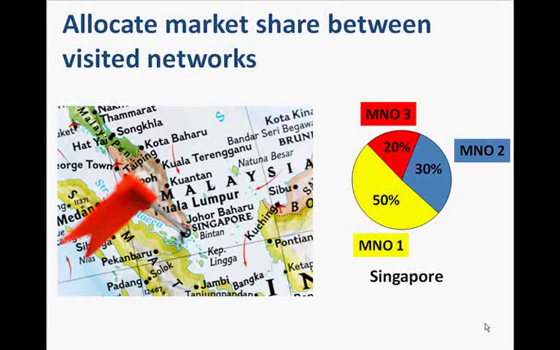For example, you can decide that 50% of your subscribers travelling to Singapore will be on MNO1, 30% on MNO2, and 20% on MNO3.